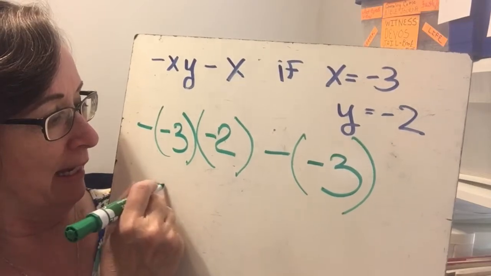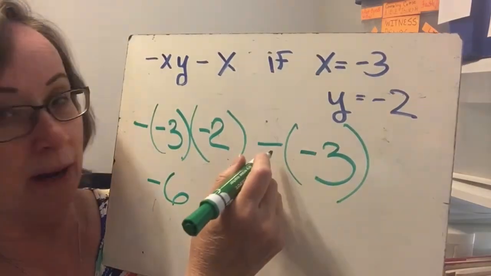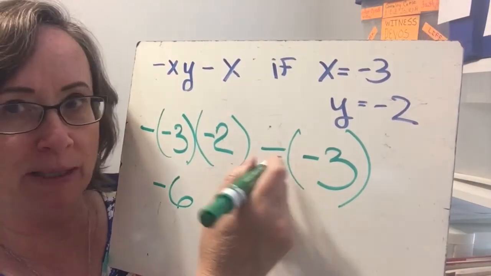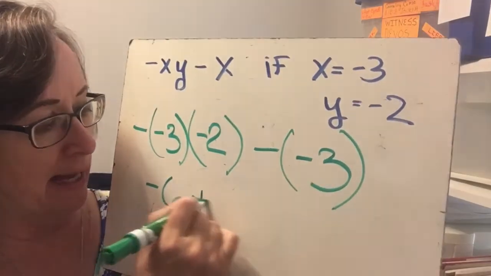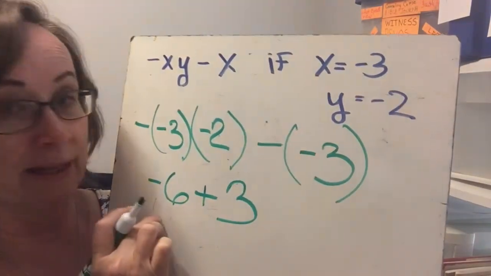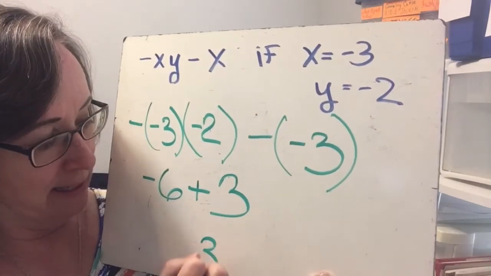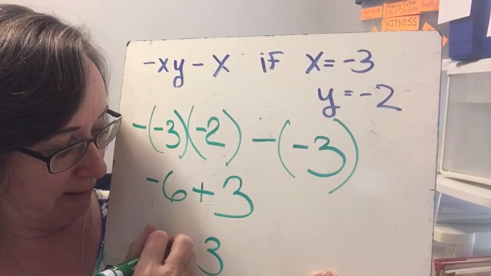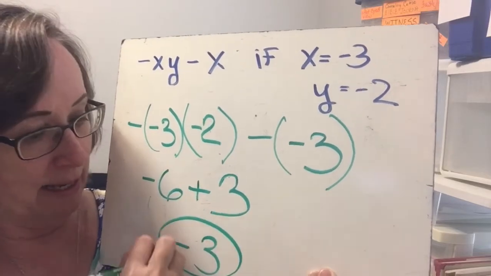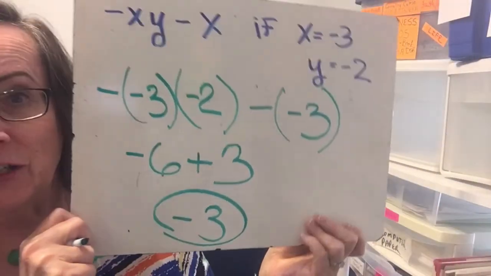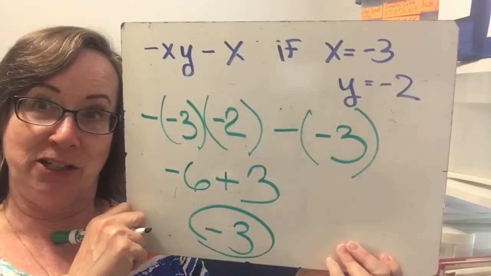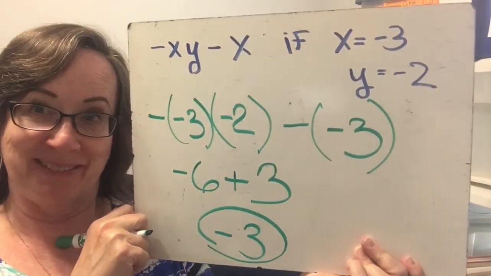So we get negative 6 minus a negative 3 is the opposite of a negative 3, which is a positive 3. And negative 6 plus 3, opposite sign, subtract. Take the sign of the bigger one. And we have completely finished. That was one of your practices. How did you do? I hope you did well.